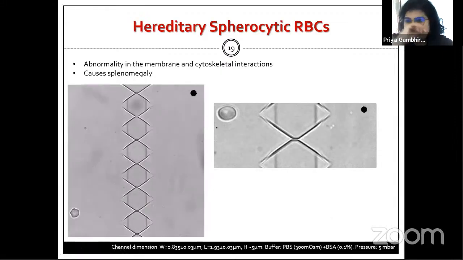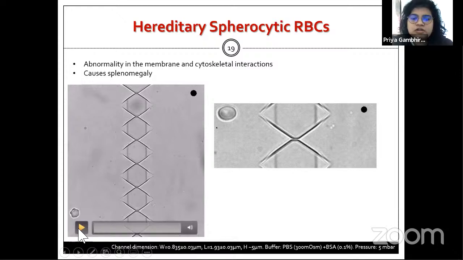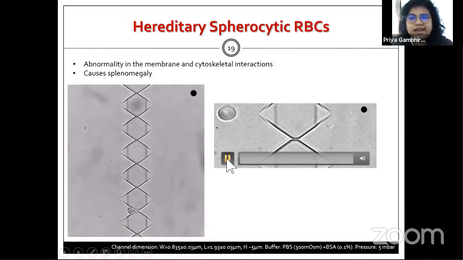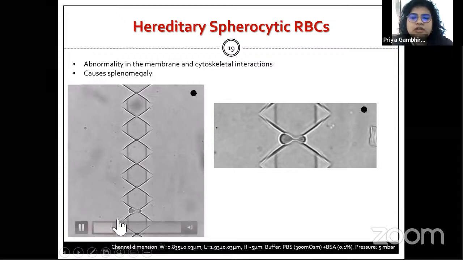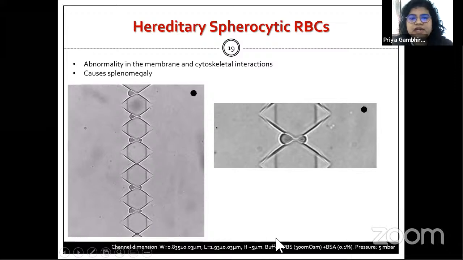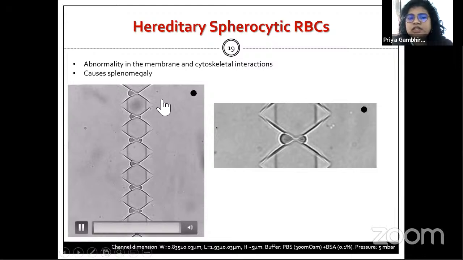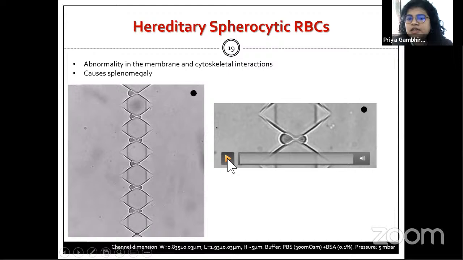Then we went ahead with another extreme anemic disorder, called hereditary spherocytosis, in which the children have such extreme anemia that they do not survive very long. In this case, we saw that the cells cannot pass through the splenic slits at all. In this first video, all of them come and just get entrapped within the channels, and they block the entire channel.